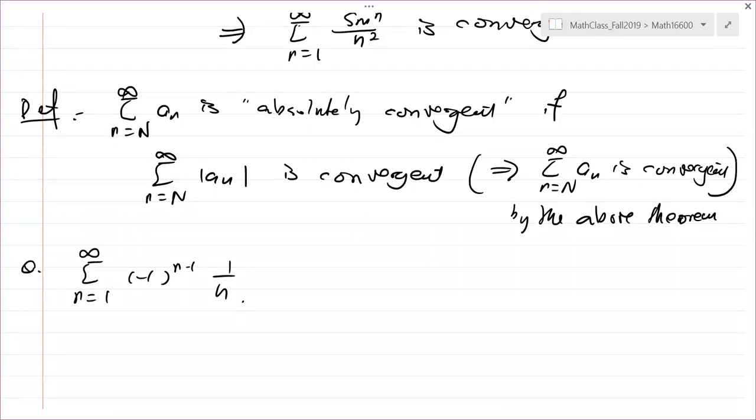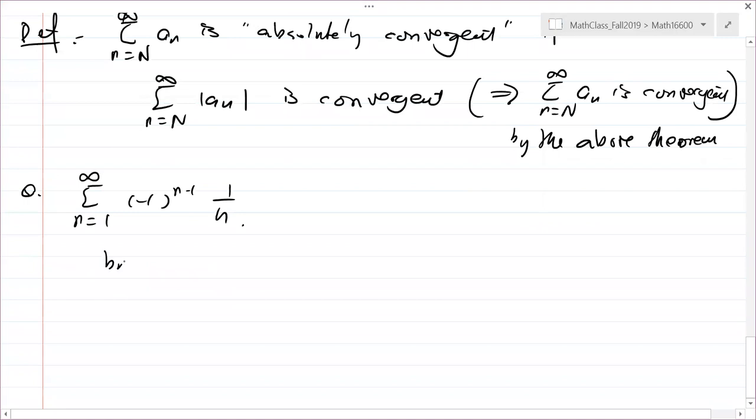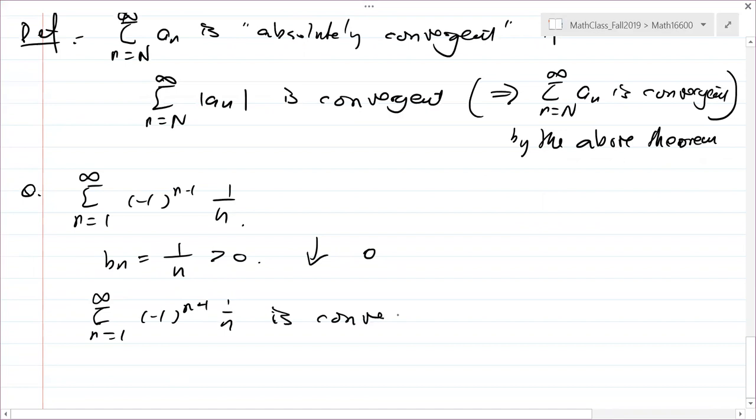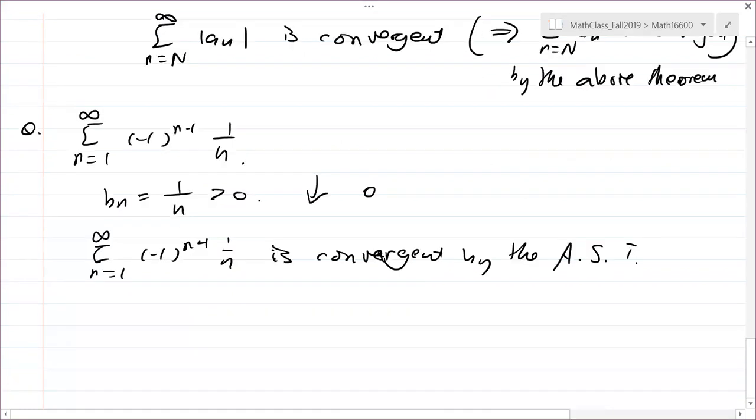Okay, so let me write down the details. Bn equals 1 over n, it's positive, decreasing to 0. So this implies it's convergent by the alternating series test. You have to say by what test, and we verify the assumptions used in the alternating series test.